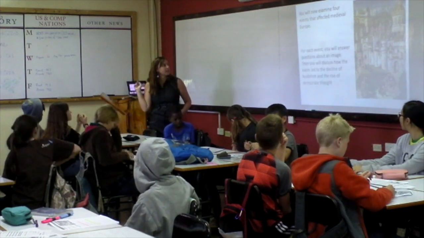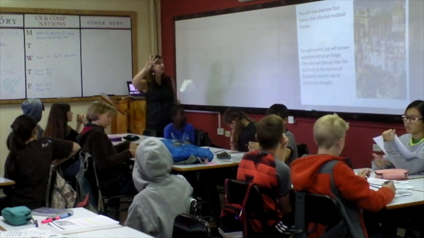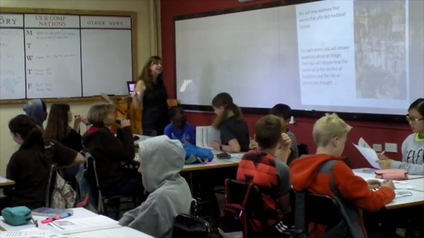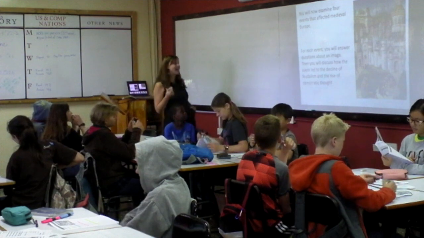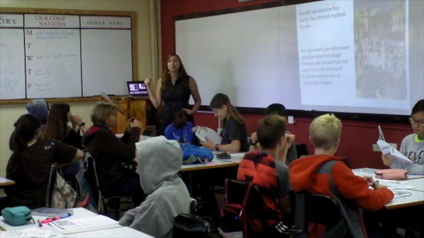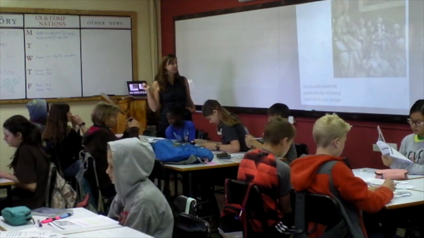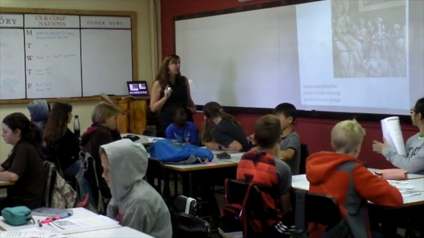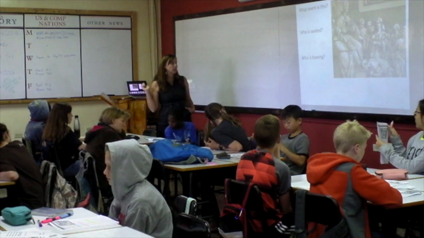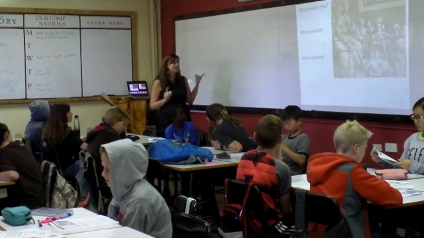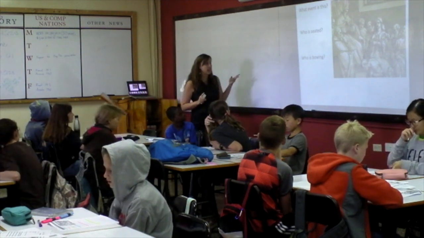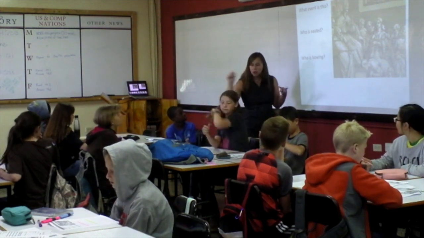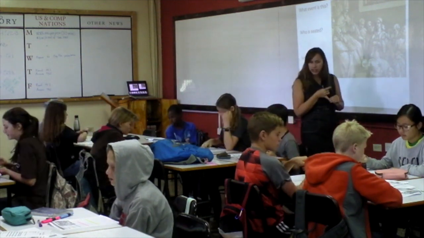Okay, well stated. So let's dive into some of these. You're now going to examine 4 events that affected medieval Europe. For each event, we will answer questions about an image, and then we will discuss how the event led to the decline of feudalism and the rise of democratic thought. Here's your first one. Discuss and record the answers to the following questions in your group. What event is this? Who is seated on that lovely throne? And who is bowing down? As a group, go ahead, see if you remember this particular event.